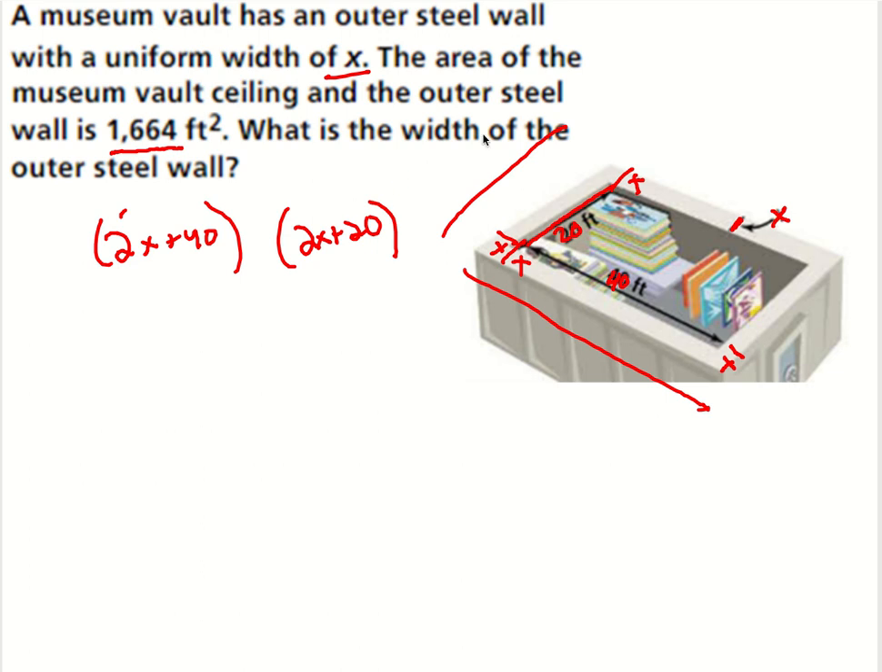And if I multiply those, it says the area of the museum vault ceiling and the outer steel wall is 1,664. So if I multiply those two things together, I get 1,664. So there is my quadratic equation. Now there's a few routes of how I can do this.